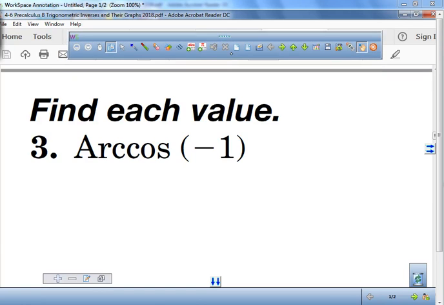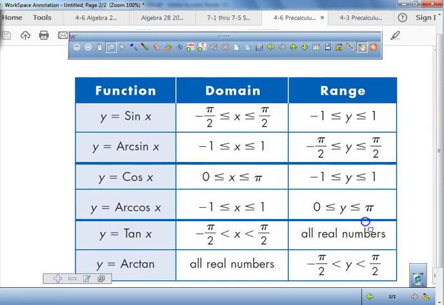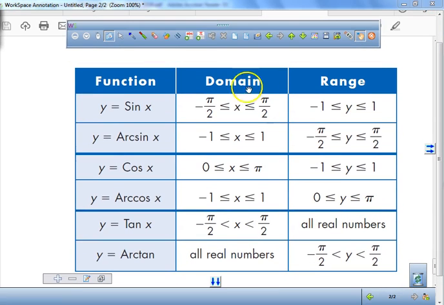Alright, we are continuing with 4.6, which is dealing with other trig functions. And right now it says find each value. Make sure you have access to this table right here. You'll notice all of these have what? Capital letters. It's something you need to be aware of.